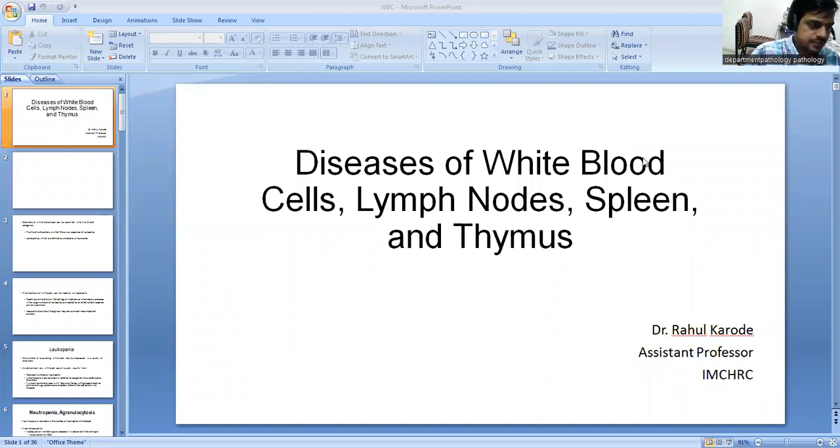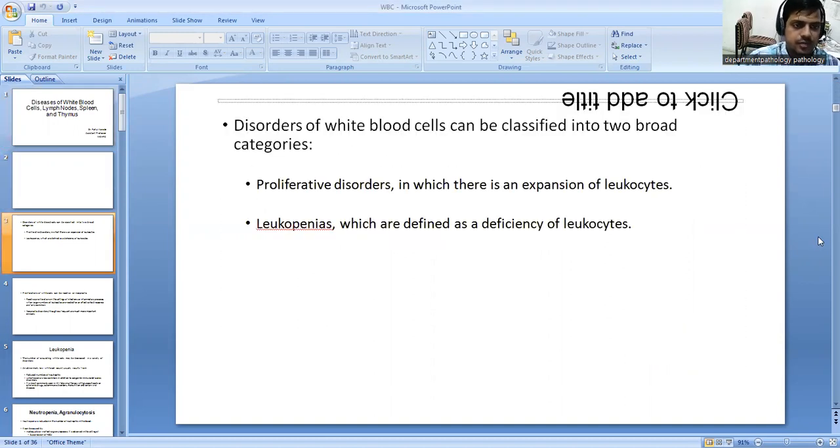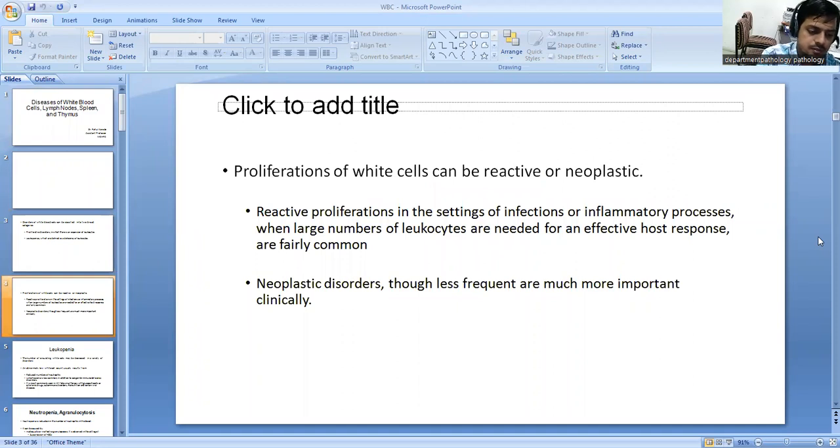This is about white blood cells, lymph nodes, spleen, and thymus. Disorders of white blood cells can be classified into two broad categories: number one, proliferative disorders, in which there is an expansion of leukocytes; number two, leukopenias, which are defined as deficiency of leukocytes.